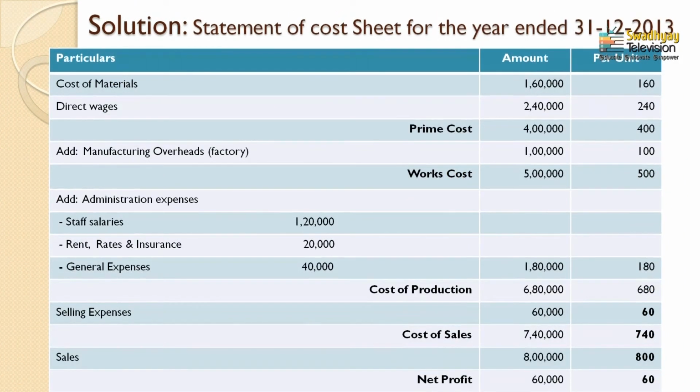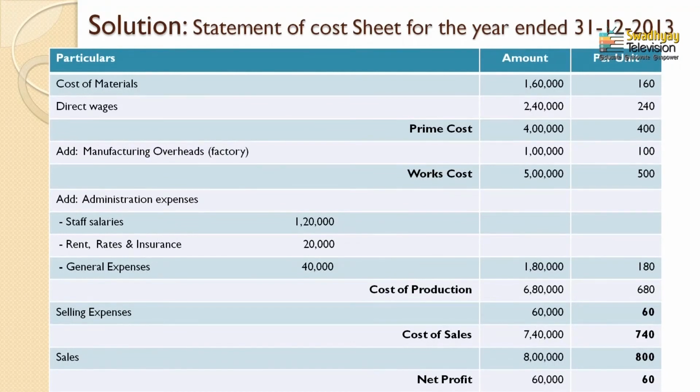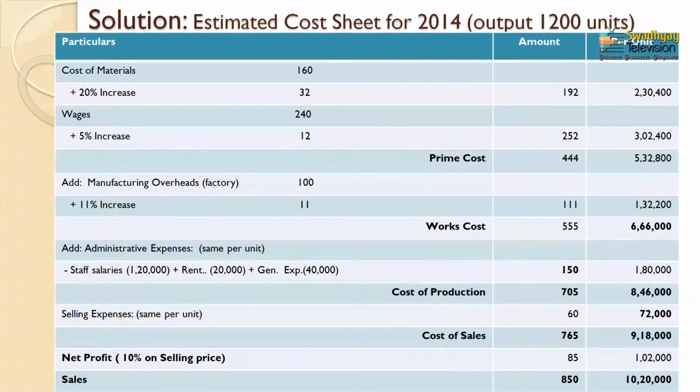And now moving to the last adjustment, that is we need to find out the selling price to add a profit of 10% on selling price. See, we don't have a selling price, because we have a cost of sales here. We have a cost of sales of 765 rupees and 9,18,000 rupees. So we don't have a selling price to add a 10% profit. Then how will we calculate the profit?